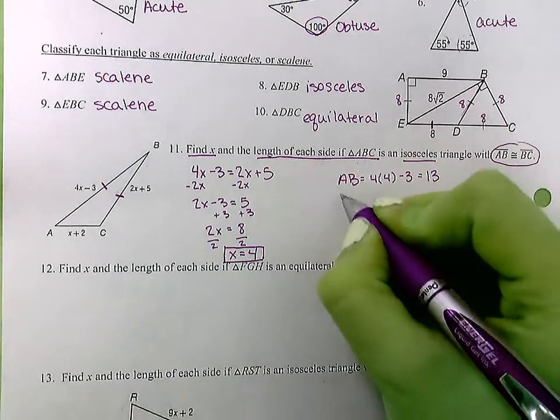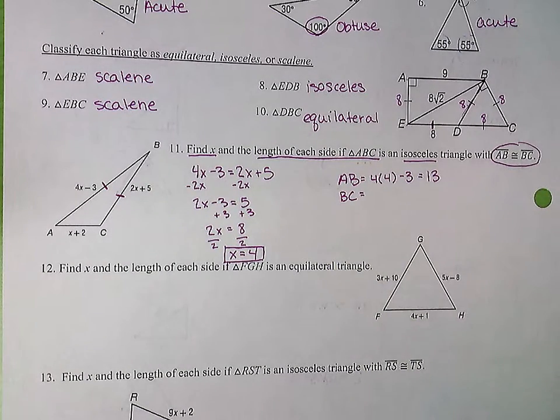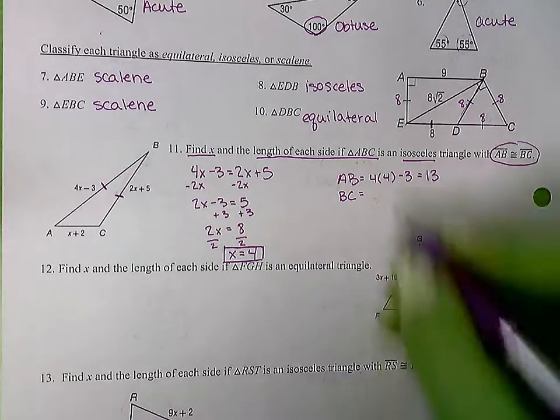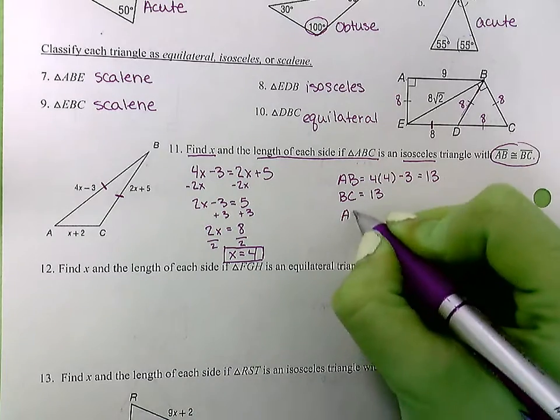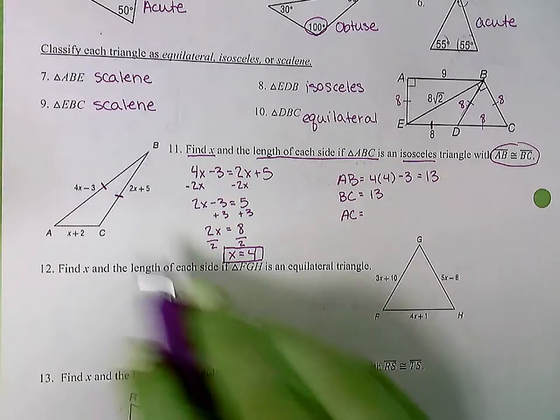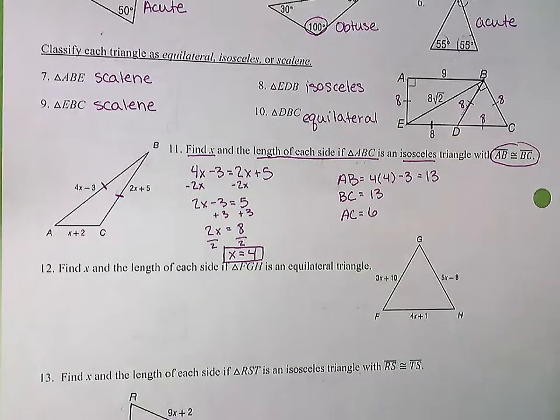Okay, then we need to find BC. You could plug it in, but I already knew AB was equal to BC, right? So that should also be 13. Then the last side, AC. Plugging in 4 for x again, I have 4 plus 2. That's 6.